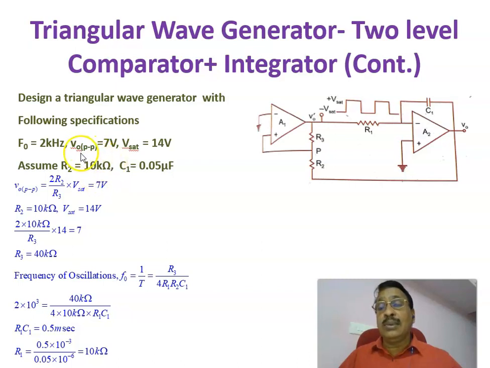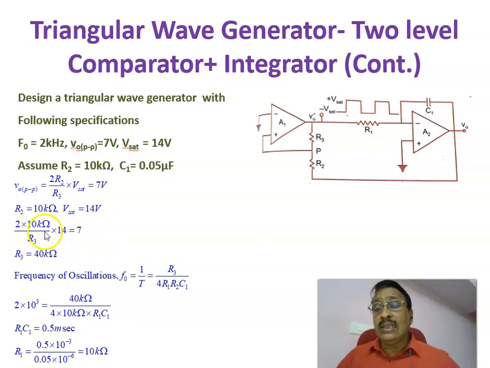Now coming to the solution: the peak-to-peak value V0 peak to peak, already derived in terms of R2, R3 and VSAT, is equal to twice R2 by R3 into VSAT. That is given as 7 volts. Therefore, 2 times R2, which is given in the problem as 10 kilo ohms, divided by R3 into VSAT, which is 14, is equal to 7 volts, that is V0 peak to peak.